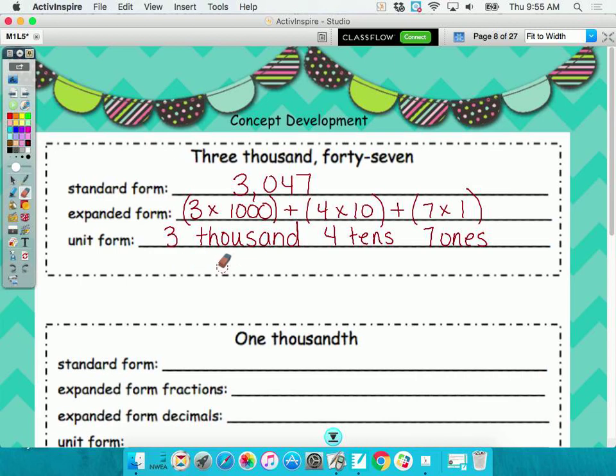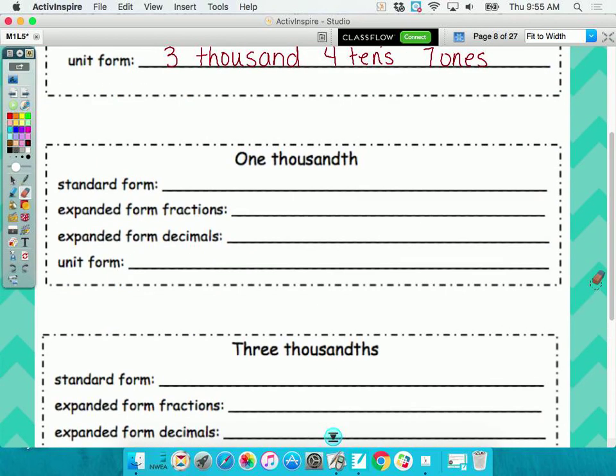Okay? All right. So I'm going to take what I learned, or what you learned in 3rd and 4th grade, and change it just a little bit for 5th grade, and then kick it up a notch and add decimals. Sound good? Okay. So that's the next one. So let's take a look at the next one.